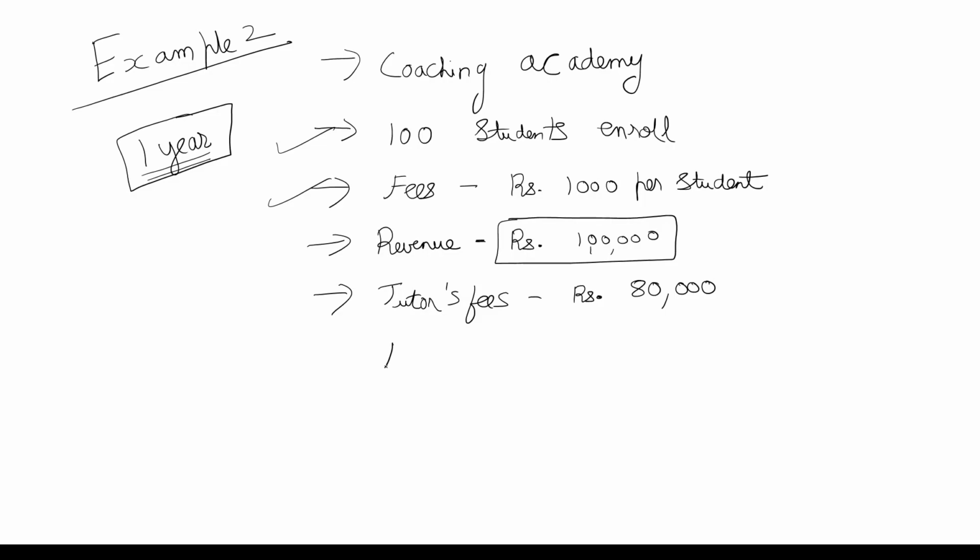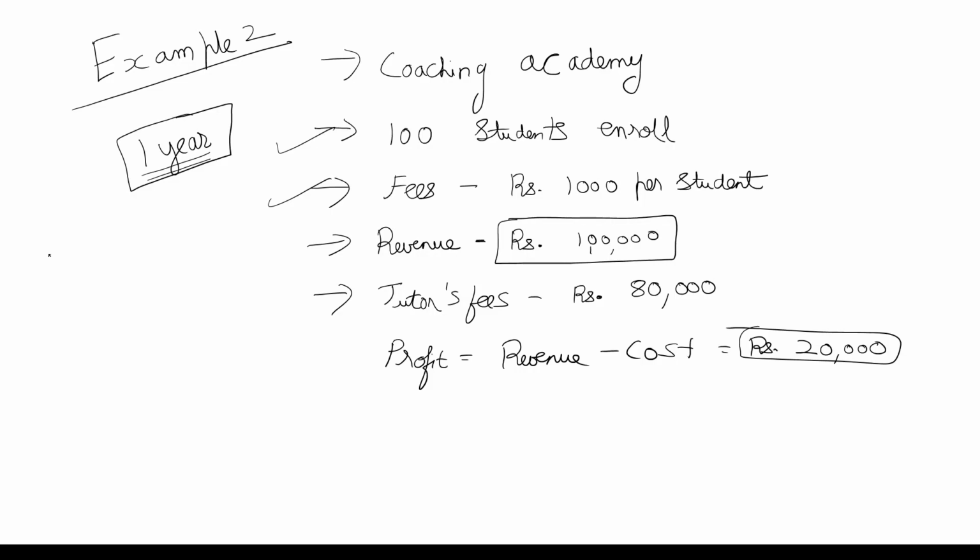From this, I will get the profit for this year, and I'm going to define profit as revenue minus cost, and that's going to be 20,000 in this example. 1 lakh minus 80,000, 20,000. Great. Let us say these are the base facts of this example.